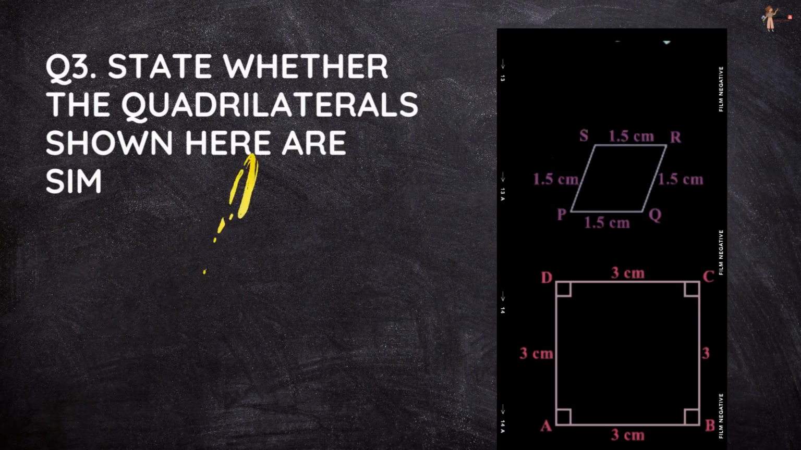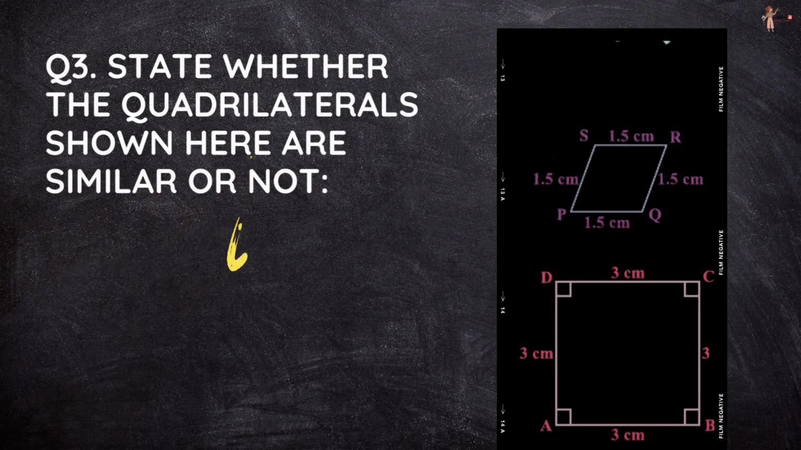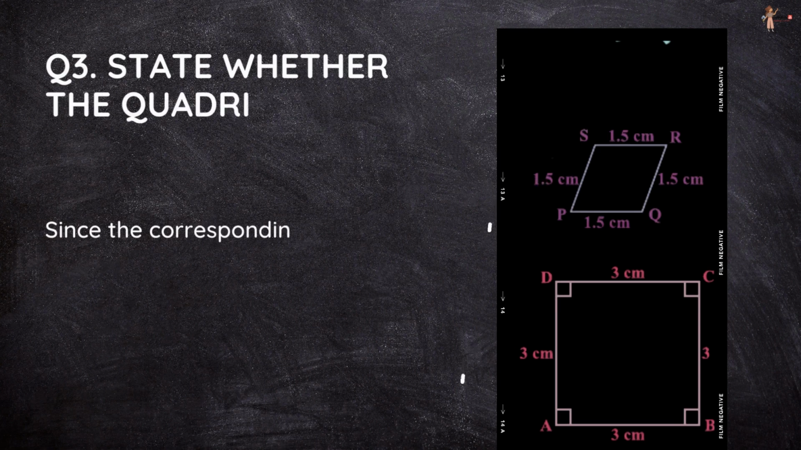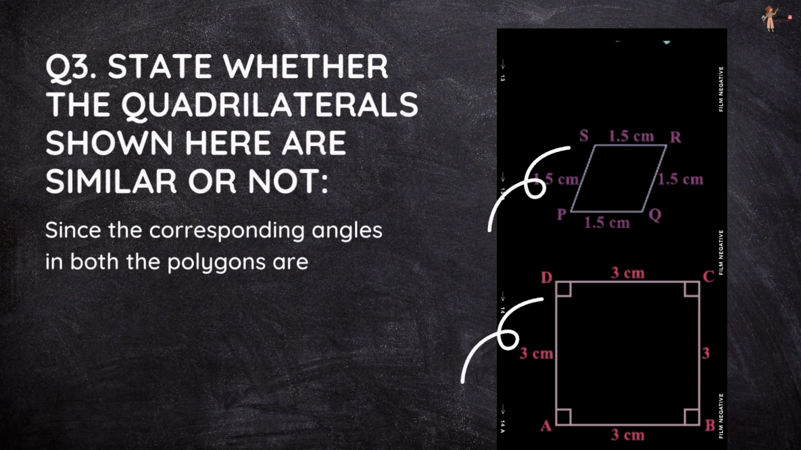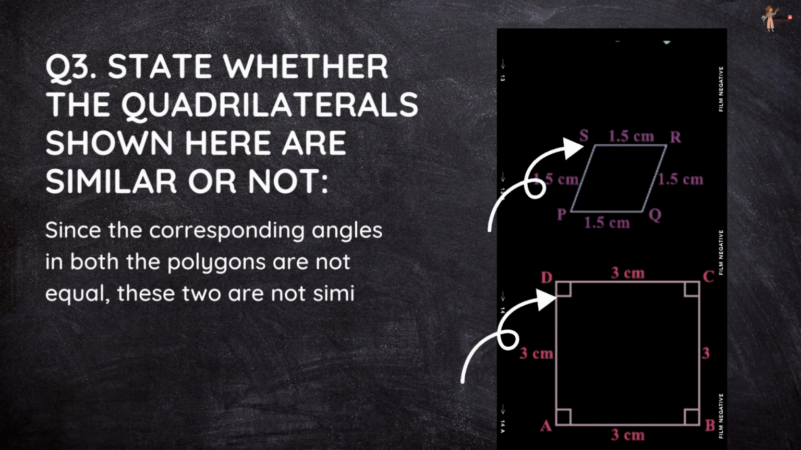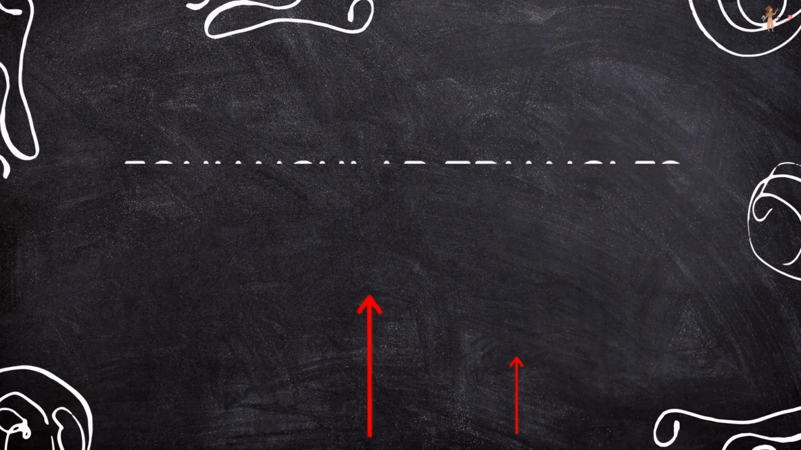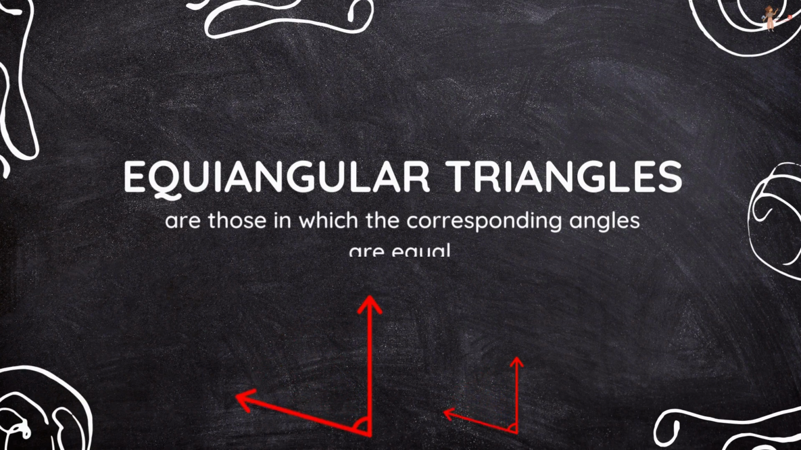Now state whether the quadrilaterals shown here are similar or not. Well, since the corresponding angles in both the polygons are not equal, these two are not similar. If corresponding angles of two triangles are equal, then they are known as equiangular triangles.